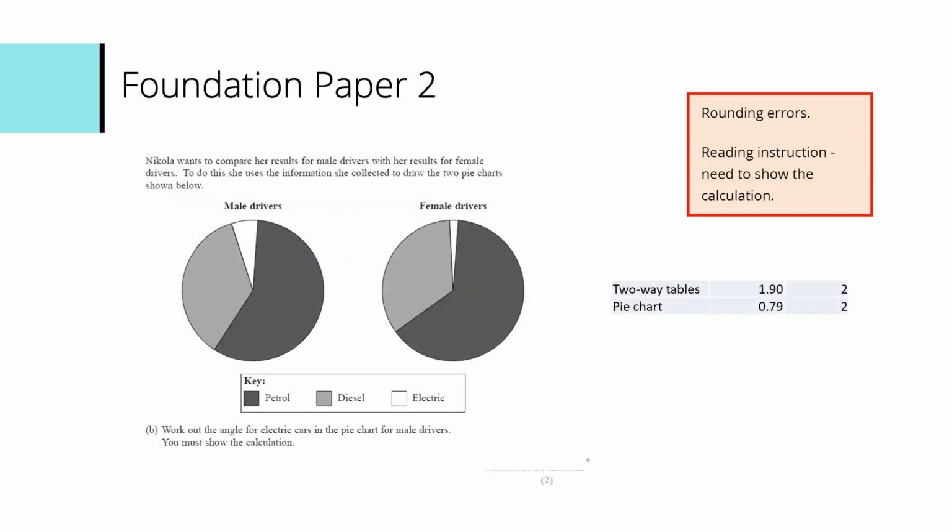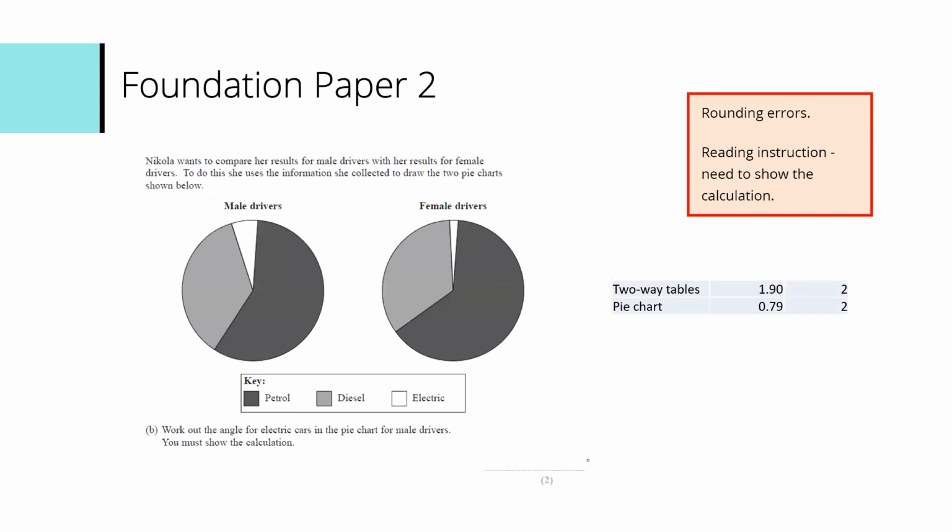The second part of this question then was a comparative pie chart, comparing two pie charts with each other. And I've just put on there the average score for the two questions. So two-way tables out of two, you can see obviously students did a lot better than they did with the pie charts question. A lot of students wrote their answers on the pie chart, didn't show the calculation. And again, the command in there is telling them you must show the calculation.